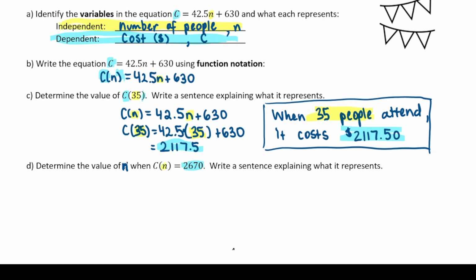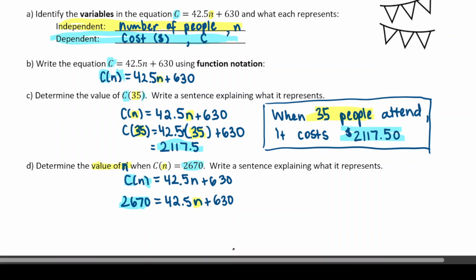So let's set this up. I'm just going to rewrite the equation again. C of n equals 42.5 times n plus 630. This time I know the cost. So I'm going to replace that cost on the left-hand side with that 2,670 that I'm given. And I don't know n. That's my goal here, is to find the value of n. I want to know what that n value is. How many people are coming to this party?